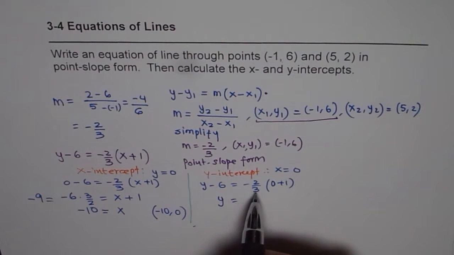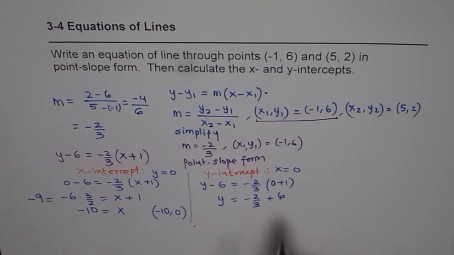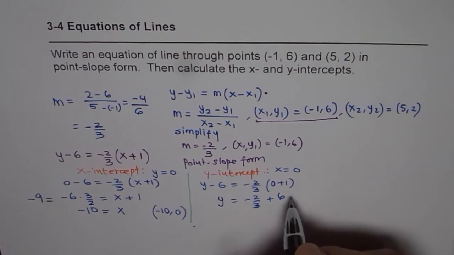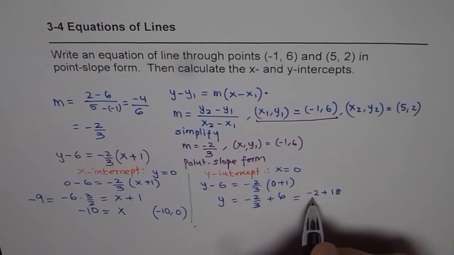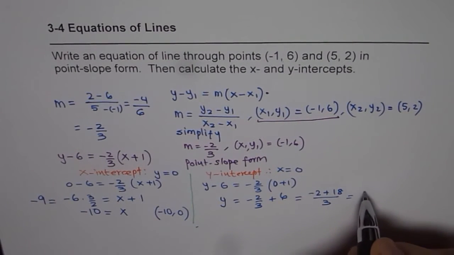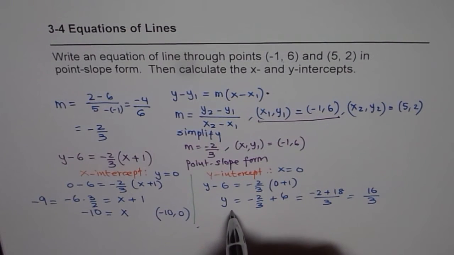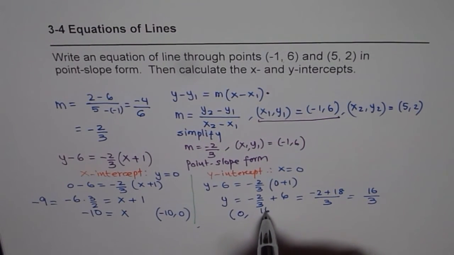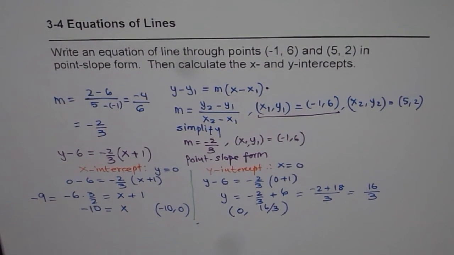Now here, minus 2 over 3 times 1 is minus 2 over 3, and we can add 6 now to this. Correct? Solve this, so we get minus 2 plus 6 times 3, which is 18, divided by 3, and that gives us the y-intercept as 16 over 3. Therefore we can write down that the y-intercept is (0, 16/3), right? So that is how we can find the x and y-intercepts after finding the equation of the line. I hope that is clear. Thank you and all the best.